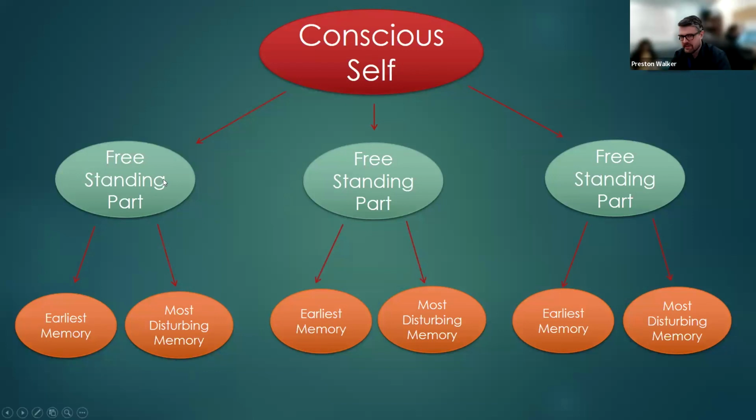Okay, so with parts of memory therapy, we have this conception: we have the conscious self, and then we have a freestanding part, a part of us that carries an emotion. What we want to do with parts of memory therapy is get access to the early memories, then the most disturbing memories, and then neutralize them. There's a significant effect on how someone feels when we neutralize the earliest and then the most disturbing memories.